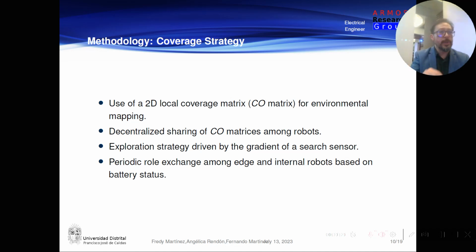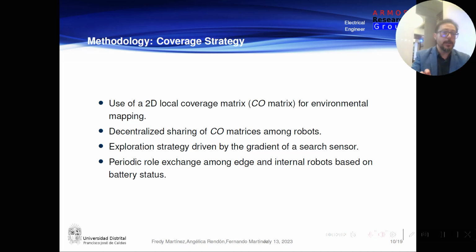How is the navigation? We locate landmarks in the environment: 1, 2, 3. We decide in every test a specific number of landmarks, and the system has to find and move to the landmarks, the target points. So we use in every robot this coverage matrix to memorize the information that the robot has at that moment, and try to share that information with the others, the neighboring robots.